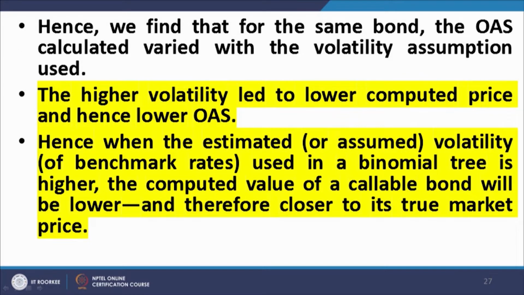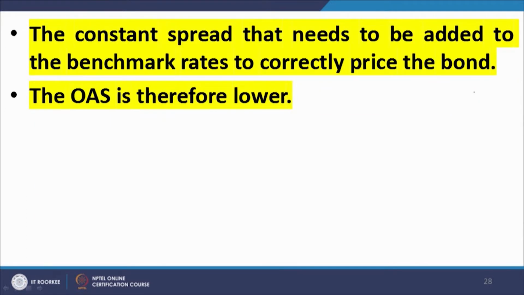Hence, when the estimated or assumed volatility of benchmark rates used in a binomial tree is higher, the computed value of a callable bond will be lower and therefore closer to the true market price. The constant spread that needs to be added to the benchmark rates to correctly price the bond, the option adjusted spread, is lower. So, that is how it operates.